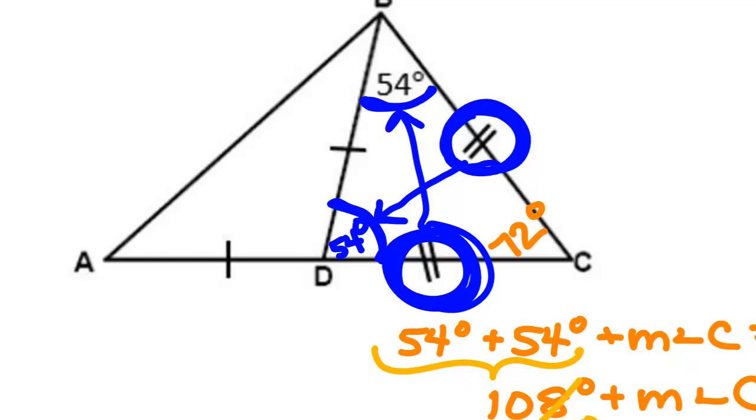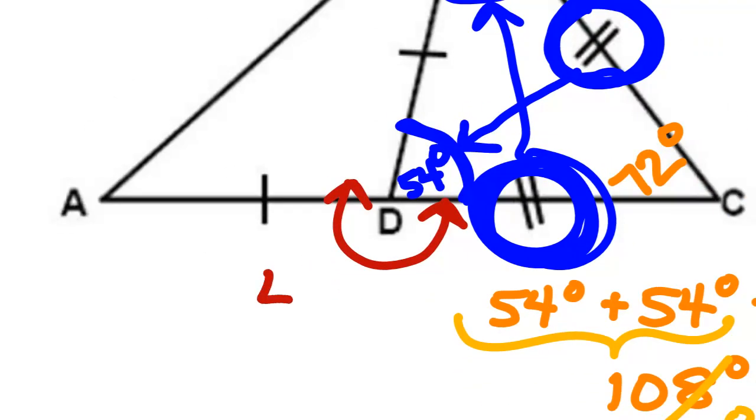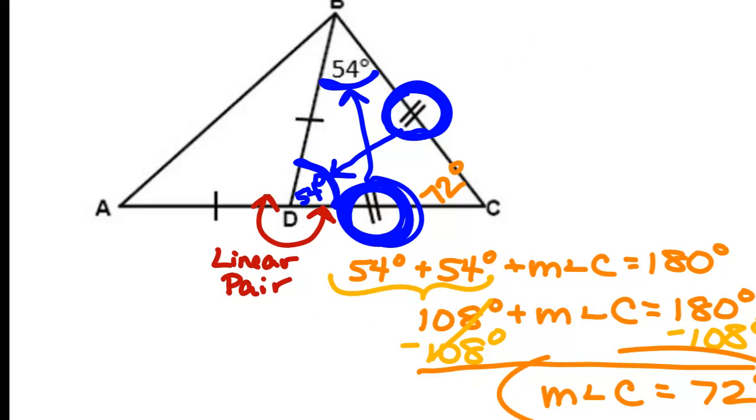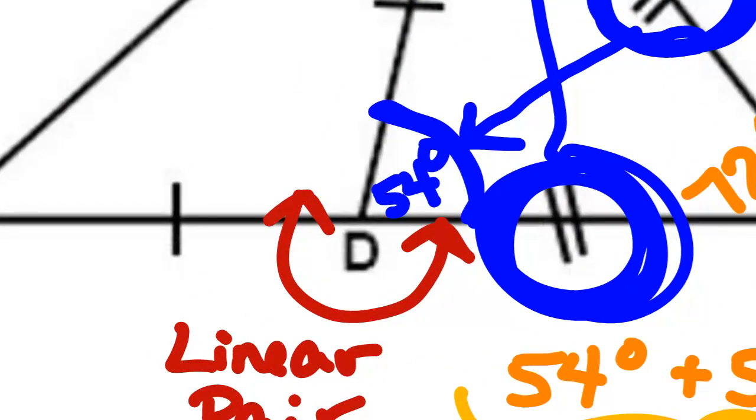Nicely done. I don't know any of the angles on this left-hand triangle. But I do have a special name for this angle pair here. Linear pair. What do we know about a linear pair? They equal 180. So I can do 180 minus 54. What is 180 minus 54? 126. So this angle here is 126 degrees.